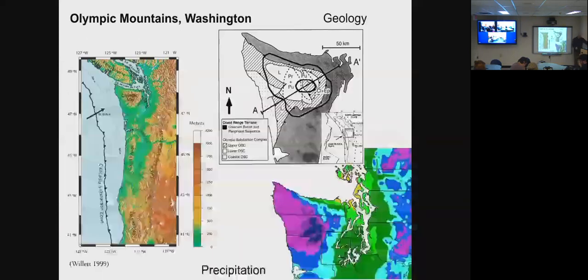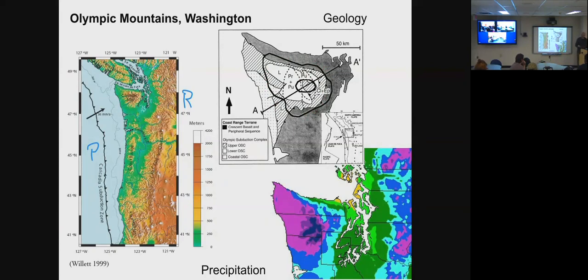If you go to the Olympic Mountains in Washington, the tectonic setting is very different. In this case, we have a subduction system operating right here. The pro wedge side is on this side, and the retro wedge is on this side. If you look at a metamorphic map of the Olympic Mountains, which is right here, just south of Victoria, we have a fairly broad metamorphic culmination, documented by the metamorphic isograds right here. This bullseye of metamorphic grade rocks coincides also with the bullseye of very intense precipitation. There too, it rains a lot.